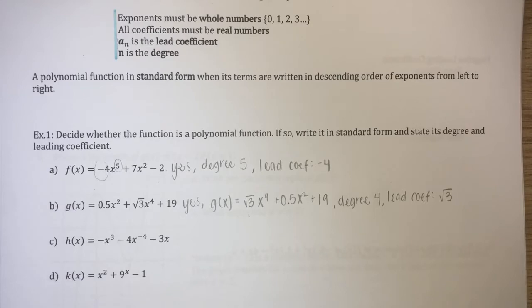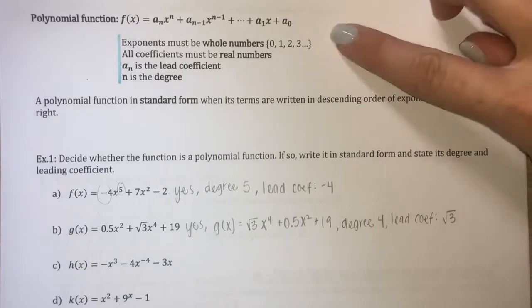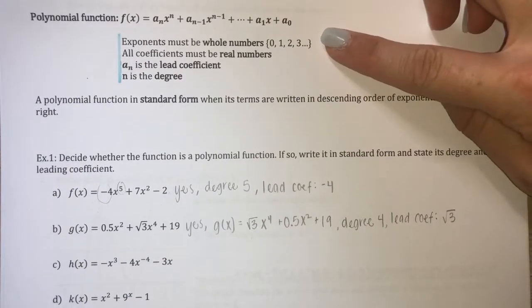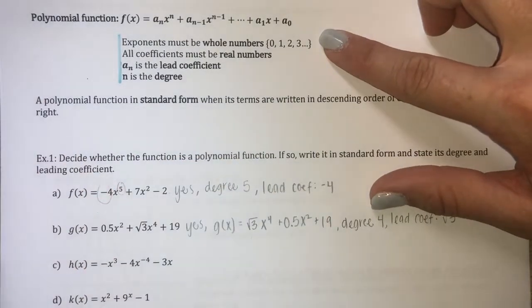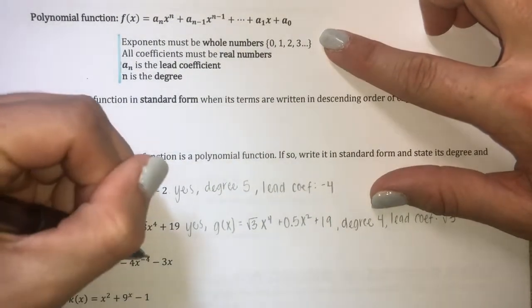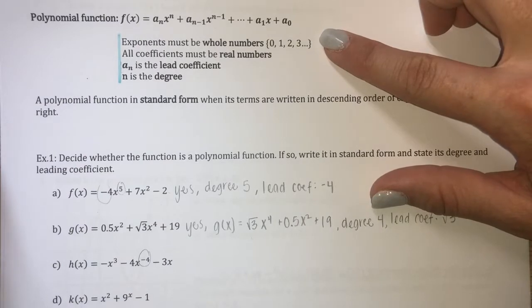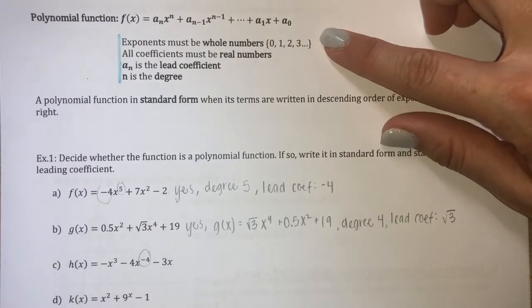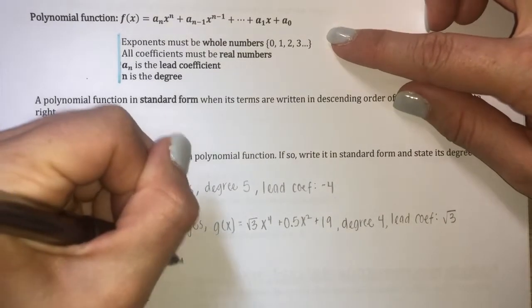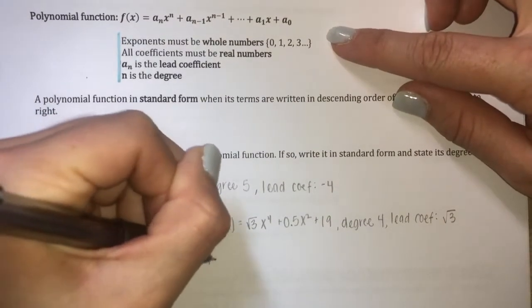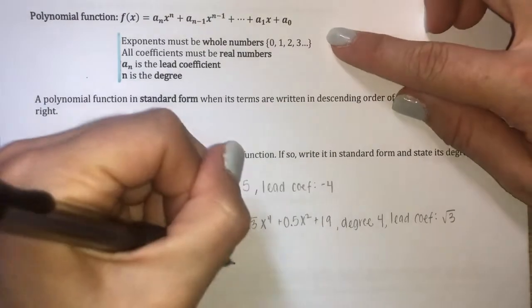And then for c, h of x equals negative x cubed minus 4x to the negative 4 minus 3x. So the first criteria is all exponents have to be whole numbers. So whole numbers are 0, 1, 2, 3, and so on. So negative 4 is not a whole number because it's negative, so you can't have a negative exponent. So this is not going to be a polynomial function, because of the negative exponent.